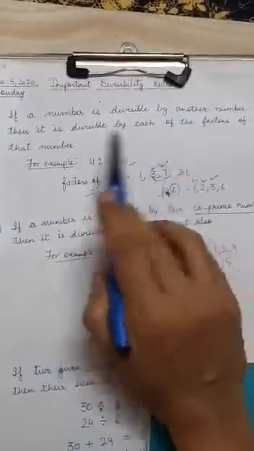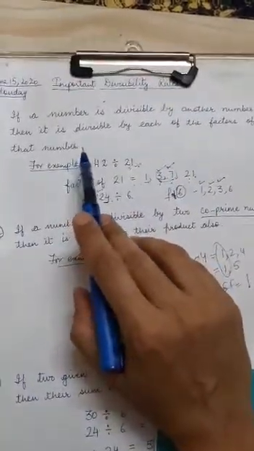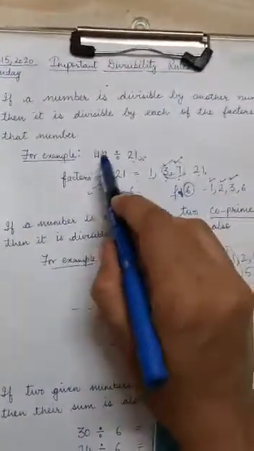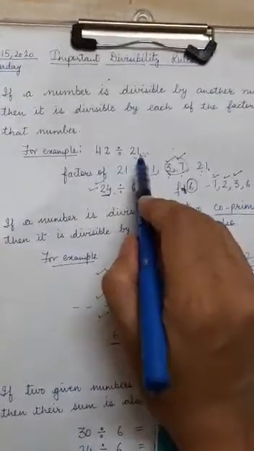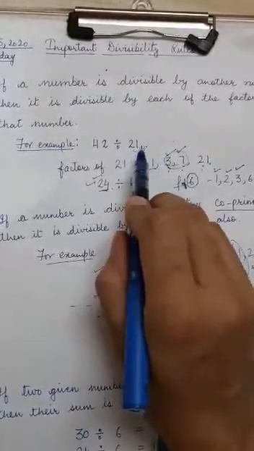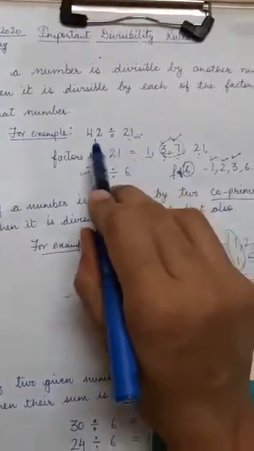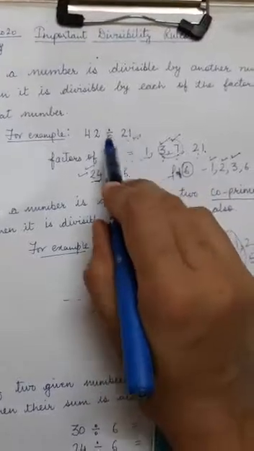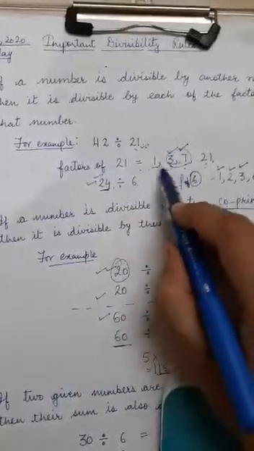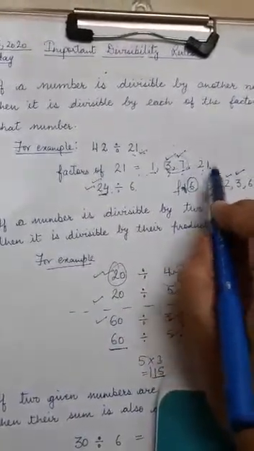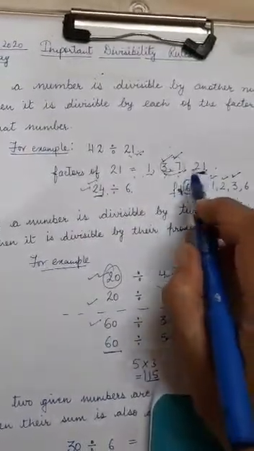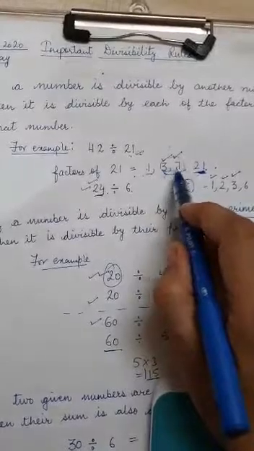each of the factors of that number. What it says: if a number is divisible by another number, for example 42 is divisible by 21, except 21, what other numbers can divide 42? For that you have to find out the factors of 21. So what are the factors of 21? 1, 3, 7 and 21. So except 21, the other numbers which can divide 42 are 1, 3 and 7.